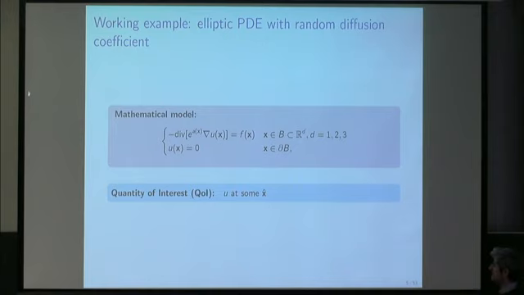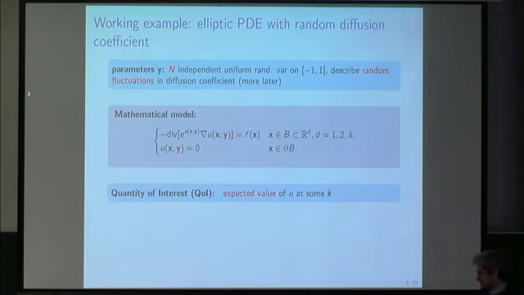So here, this one. Capital B in my talk denotes the physical domain, and it could be either in 1, 2, or 3 dimensions. Small d is the physical dimension. And for the time being, let's say that I'm interested in evaluating my solution U at some point x hat. There will be other quantities of interest, but for the time being, let's suppose that I'm interested in knowing the value of the solution of the PDE at some point x hat in the domain B.